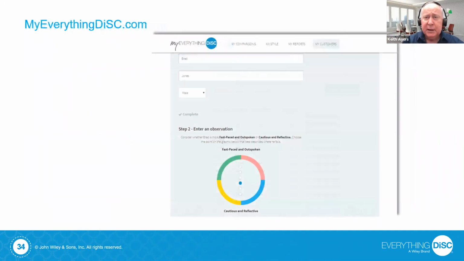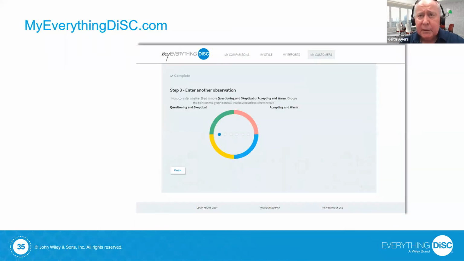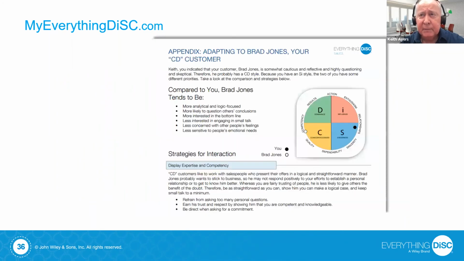Okay. And so how that happens is on screen, you actually do the people reading process. So here's an example where I've identified a client, Brad Jones. He's male, and I've looked at the fast-paced outspoken scale and said, well, I think he's just on the cautious and reflective side of that, okay, close to the middle. And then on the other dimension, questioning and skeptical versus accepting and warm, I've chosen he's very questioning and skeptical. All right. Then I click on finish, and it comes up, this is the customer interaction map.